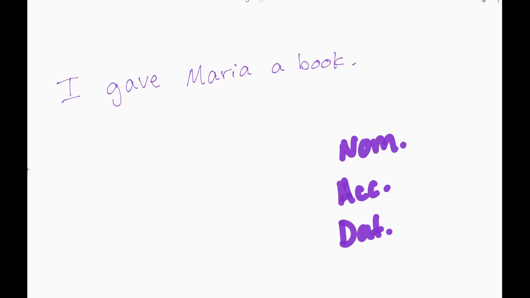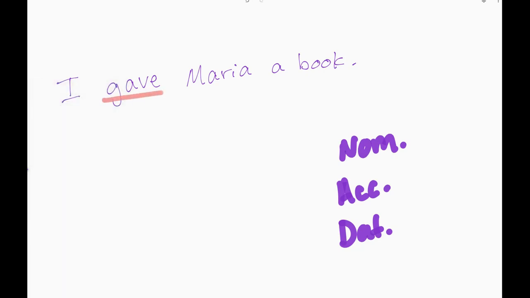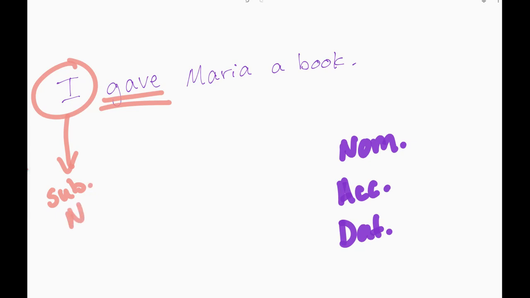So let's go ahead and figure out what we know. We know our verb is gave. But who is doing the action of giving? Well, that would be I. So this is going to be my subject or my nominative. Now this is where it gets tricky. In order for us to find out what our direct object is, we have to figure out whom or what was given. So let's take a look at the sentence.